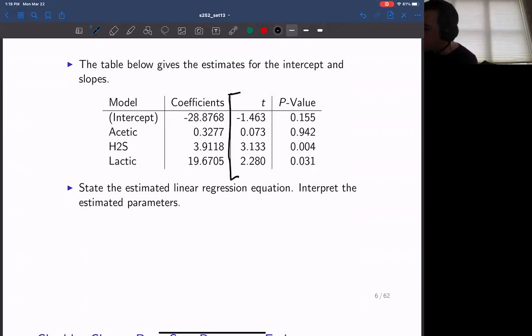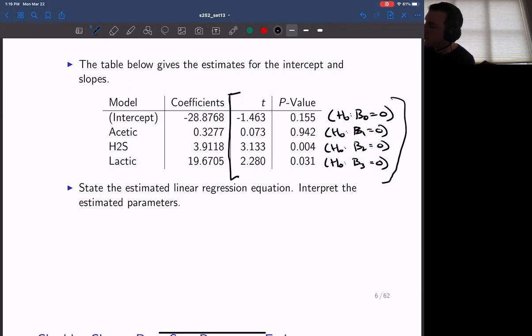What each of these rows is showing us is a test about the intercept term being equal to 0 versus the two-sided alternative. So this would be beta 1 equals 0. This would be beta 2 equals 0. And this would be beta 3 equals 0.